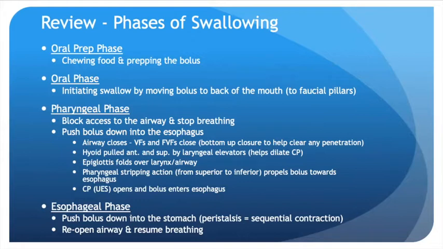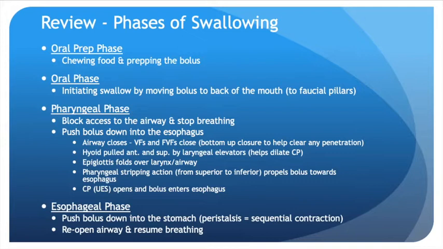There's the pharyngeal phase, in which there is a blocking of access to the airway and cessation or stopping of breath. The bolus is pushed into the esophagus. So the airway closes, the true vocal folds, the false vocal folds come together, and the epiglottis is inverted. There's kind of a bottom-up closure to help clear any penetration. So the true vocal folds approximate or come together, the false vocal folds approximate or come together, and then the epiglottis folds over the larynx.